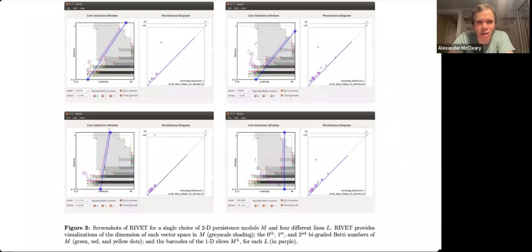Right, and so this is what Rivet looks like. Let's just focus on this top left window here. What we're seeing is that there's this line selected, this blue line here. And we can see the barcode above it on the left. The barcode is those purple bars sitting above that. And then on the right is the persistence diagram. Of course, the persistence diagram and barcode are the same information, it's just two different ways of visualizing it. Some people prefer to visualize it one way, others prefer the other.